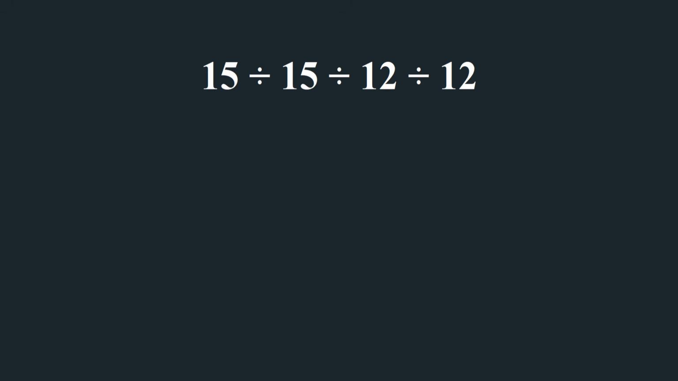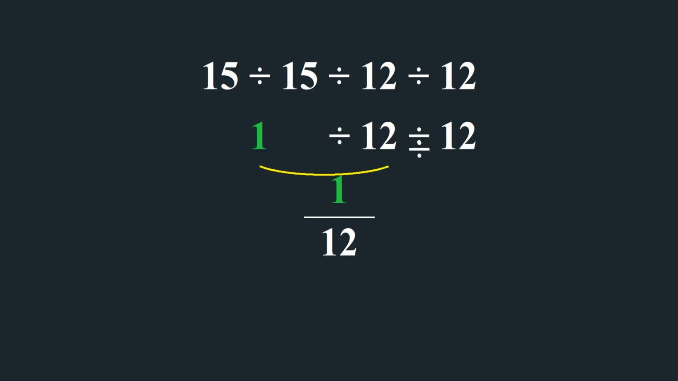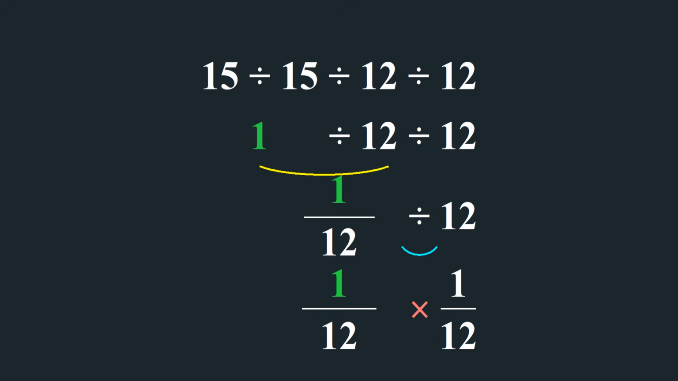So we have first this division, 15 divided by 15 equals 1. So we have 1 divided by 12 divided by 12, and we can write this part as 1 over 12 divided by 12. So we must keep the first fraction 1 over 12 and change division to multiplication times. Then flip the second fraction 1 over 12, which equals 1 over 144. And this is our final answer for this problem.